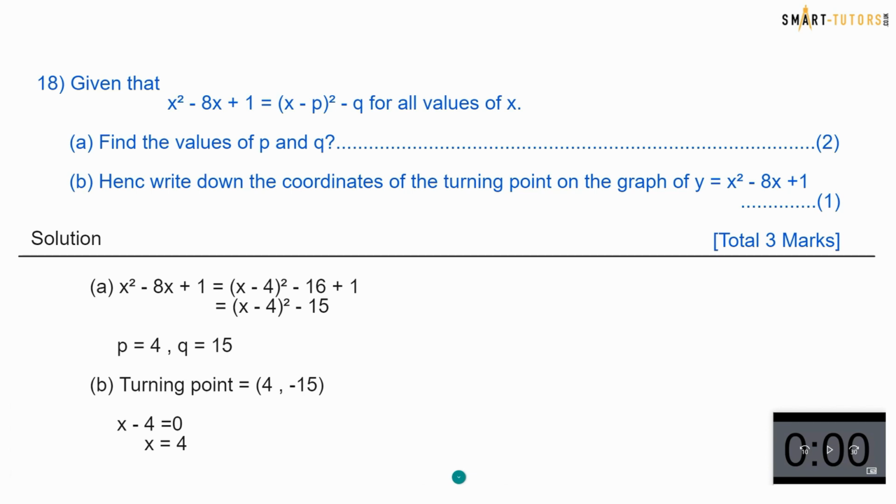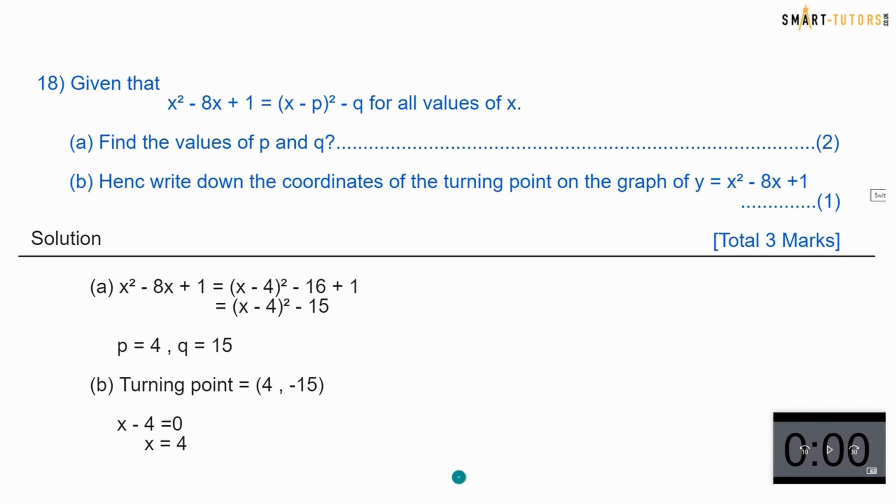So turning point means after you make a quadratic expression into a completed square, if you equate the bracket, x minus 4, to 0, the x answer will be given. So x equals 4. Then whatever is hanging here, minus 15, becomes the y coordinate. So the turning point is (4, minus 15). That is the answer for question number 18.